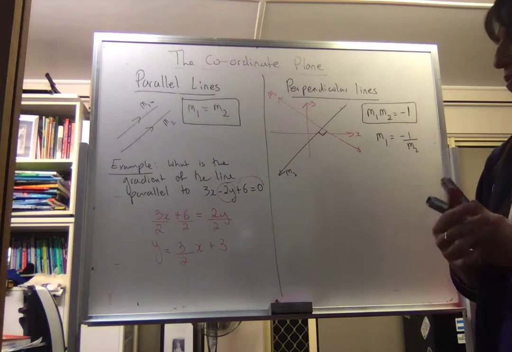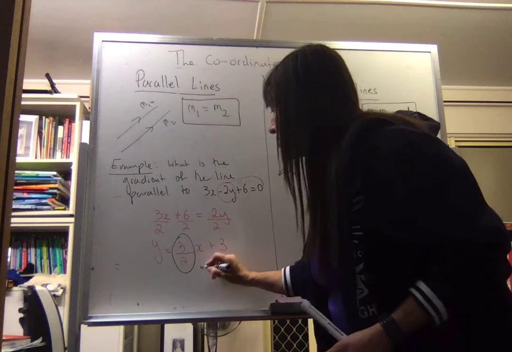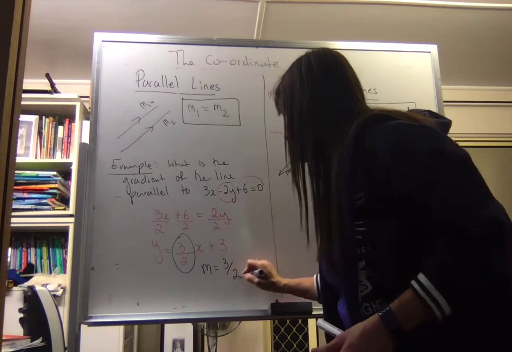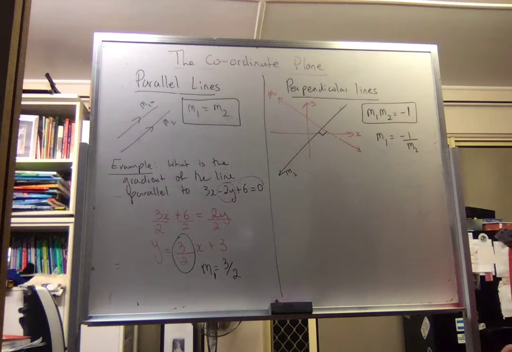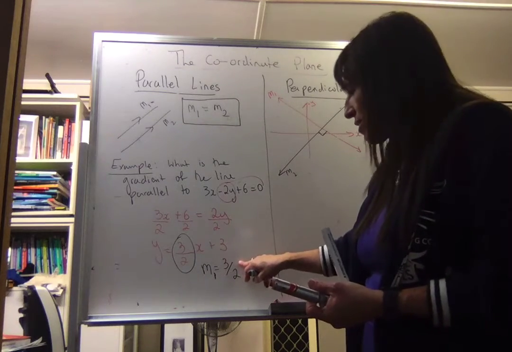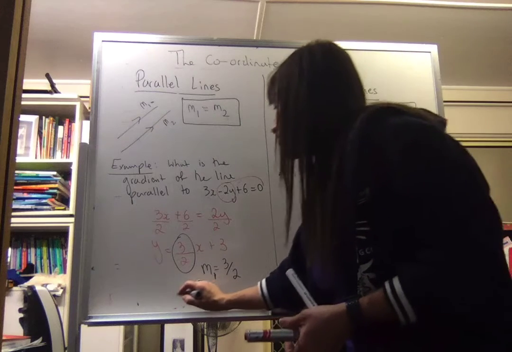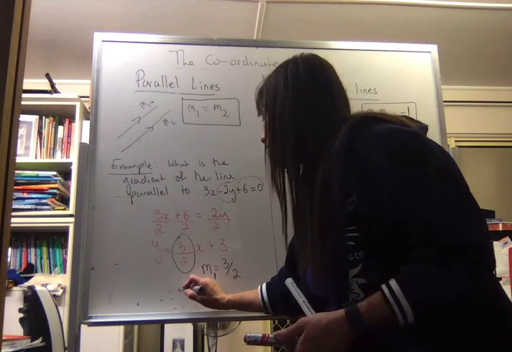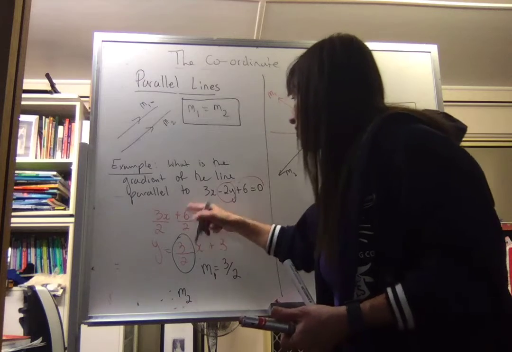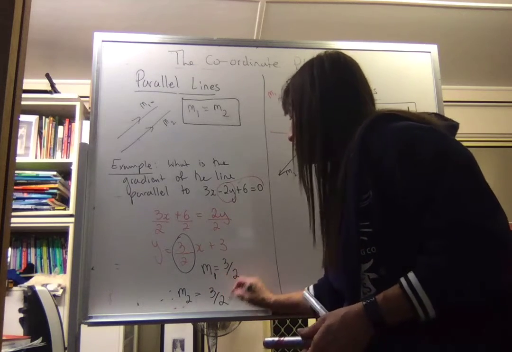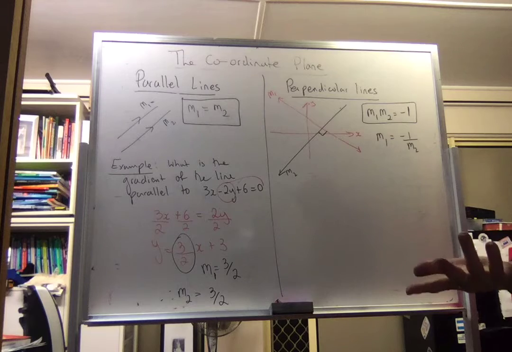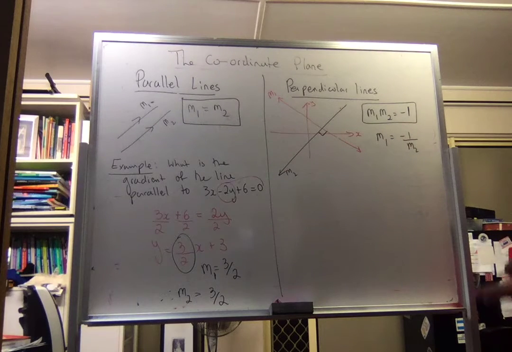Okay, well, can you now tell me what the gradient of this line is? That's the gradient of that line. So the gradient parallel to this line would be exactly the same. So therefore, M2, which is the gradient parallel to this line, would also be equal to 3 on 2. And that's all you have to do. So the whole idea here is to identify the gradient, and then any line parallel to that line will have the same gradient.